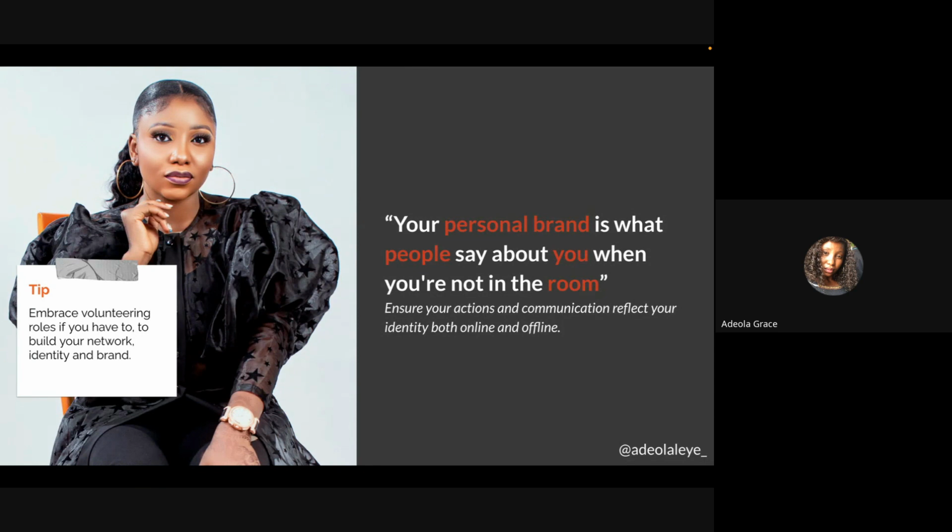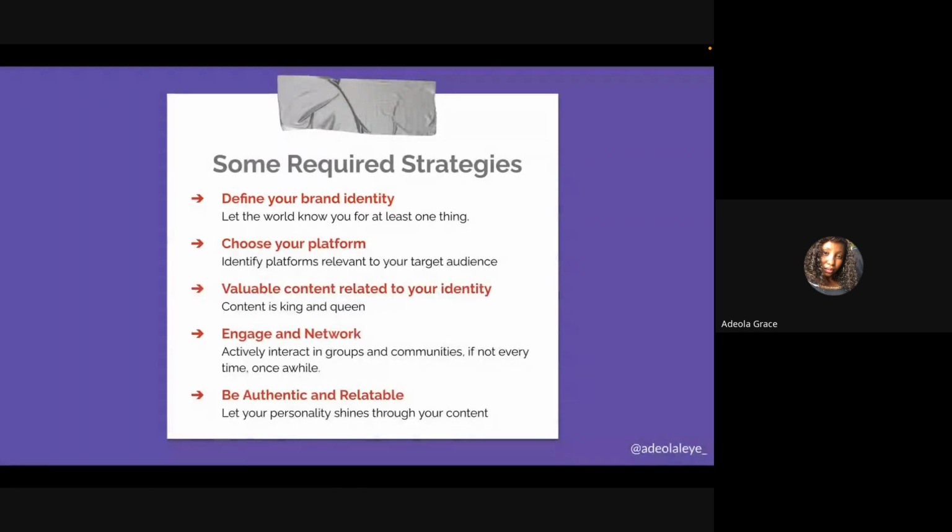And then I have a tip here. Embrace volunteering roles if you have to, to build your connections and your brand. Because if you are just starting, trust me, it might be difficult for you to get some content and to put some things together. But if you leverage volunteering work, you can write about it, and then you are building yourself. People will know, okay, this is what this person is about. I wanted to mention something.